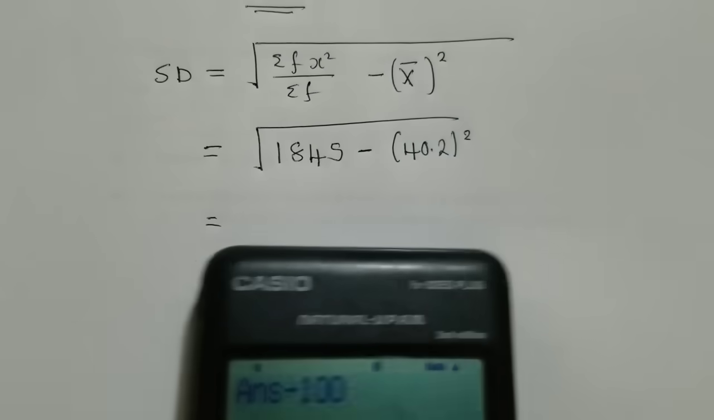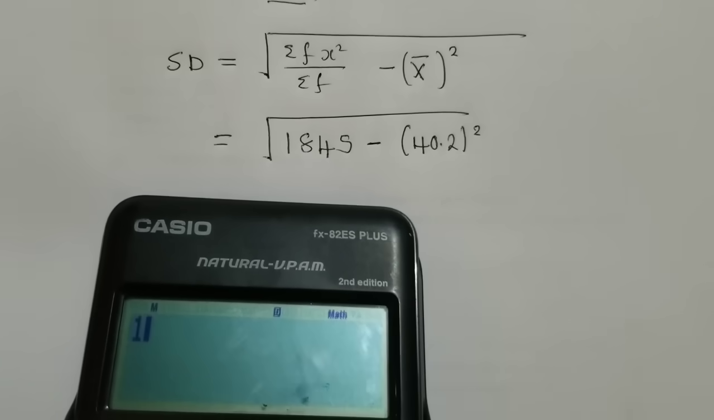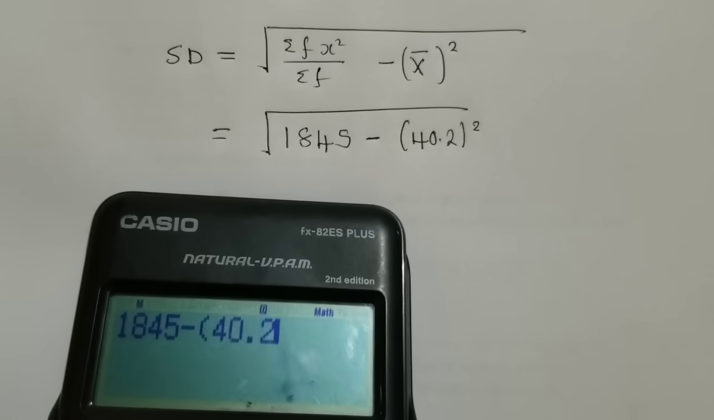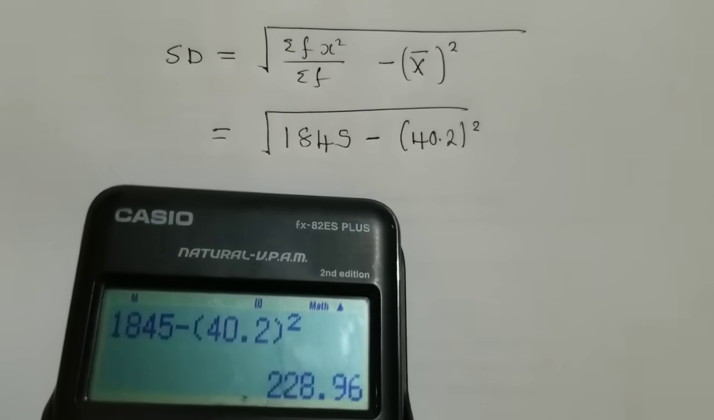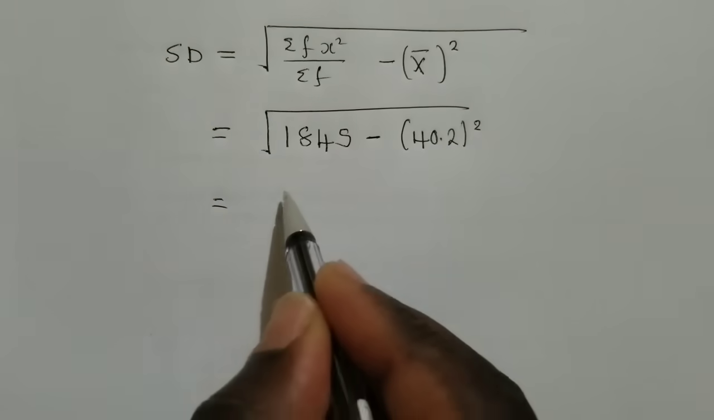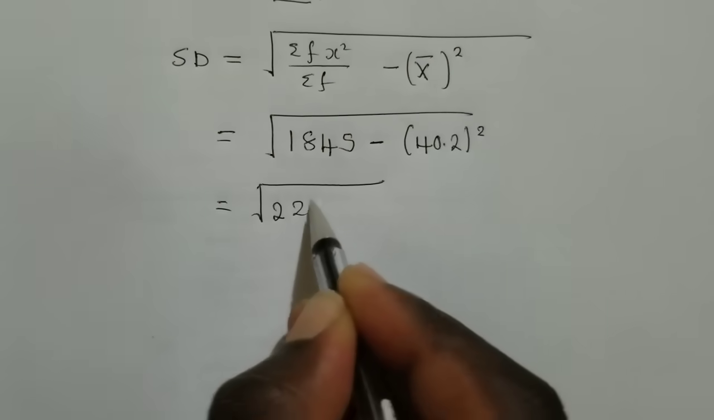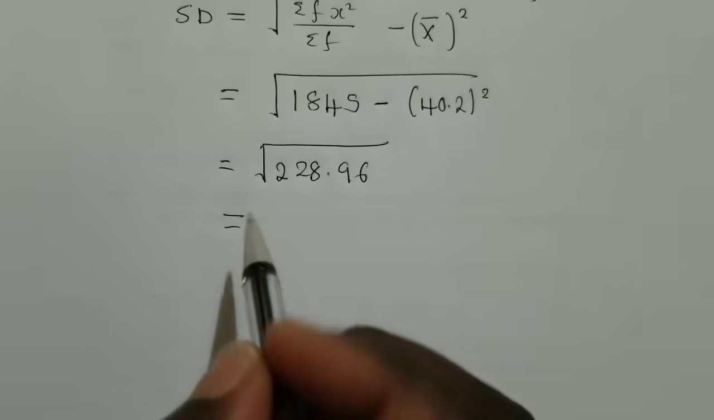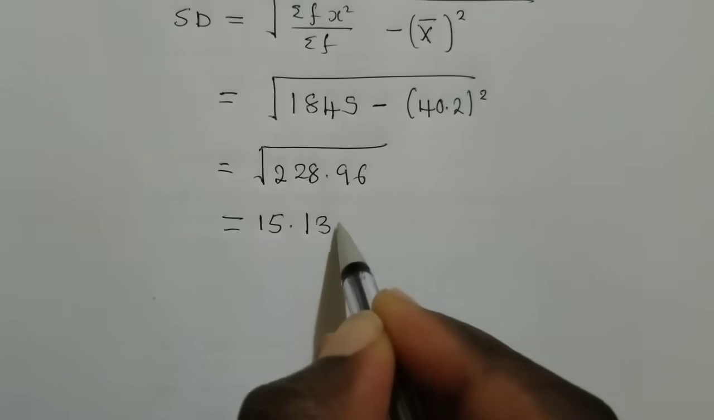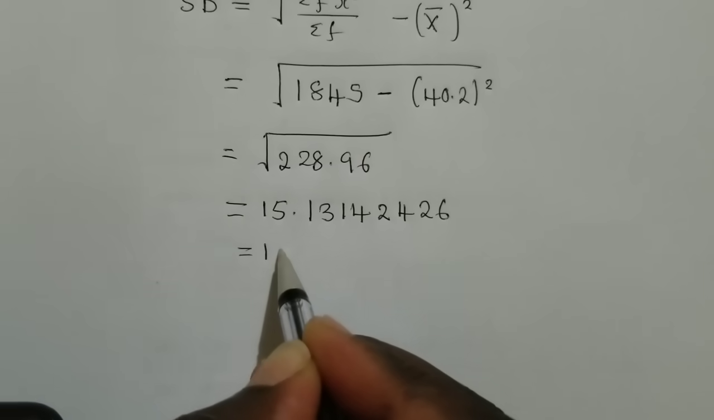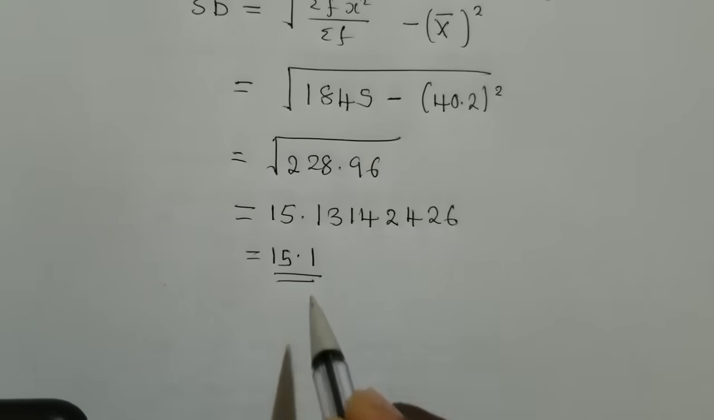Once we do this, we still get our calculator. Remember, statistics is all about working with a calculator. So we are going to say 1,845 minus, open bracket, 40.2 power 2 there. It's giving us 228.96. So we're going to say square root of 228.96. When we find the square root of this, it's giving us 15.13142426, which is equal to 15.1, just like that.